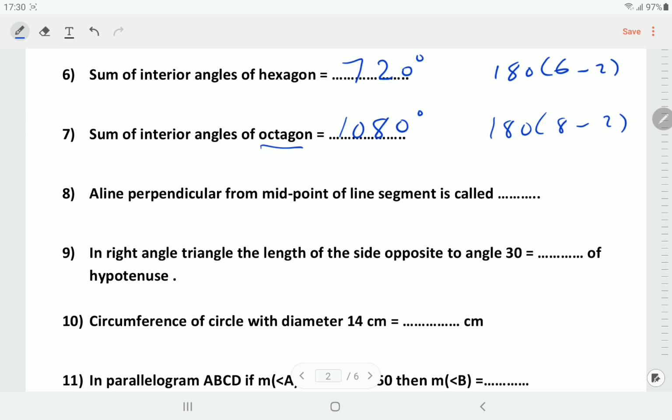A line perpendicular from the midpoint of a line segment is called the perpendicular bisector, and it is called the axis of symmetry.